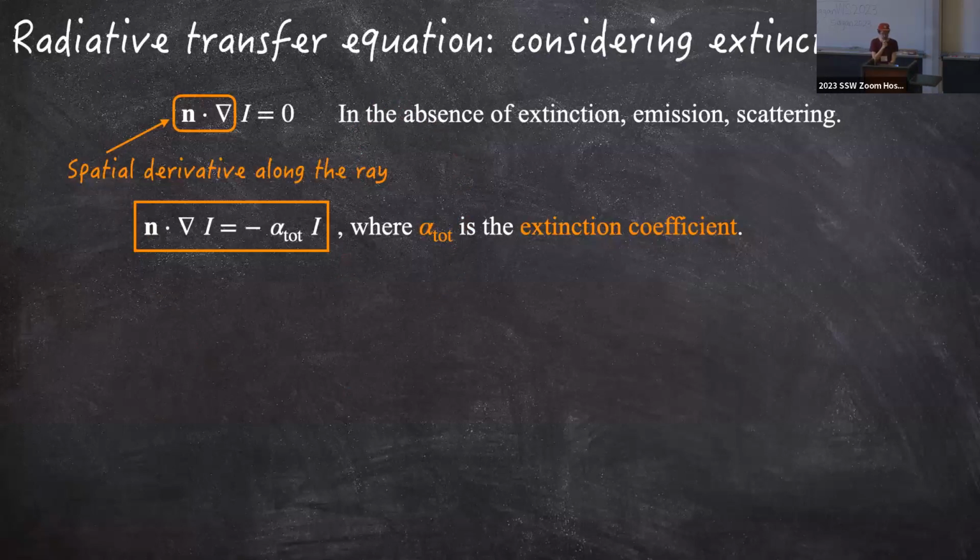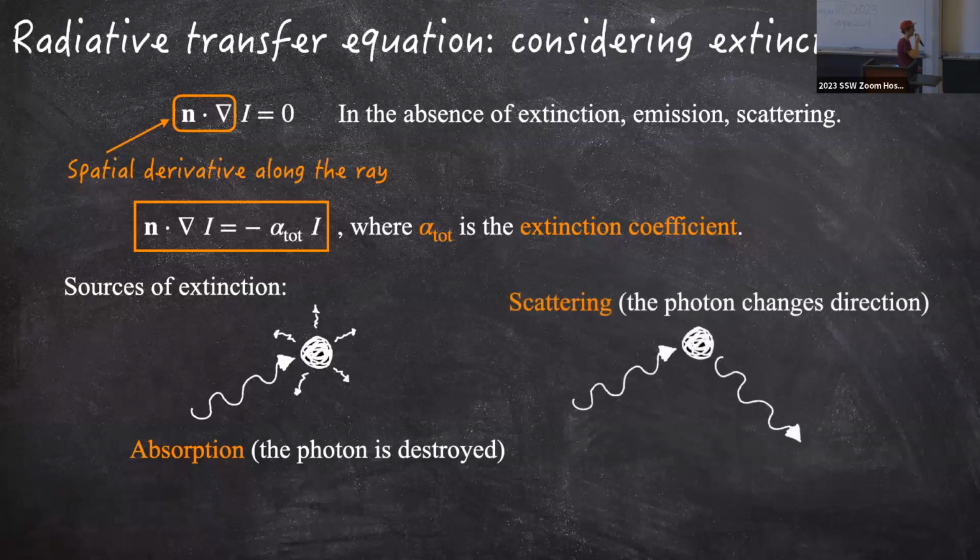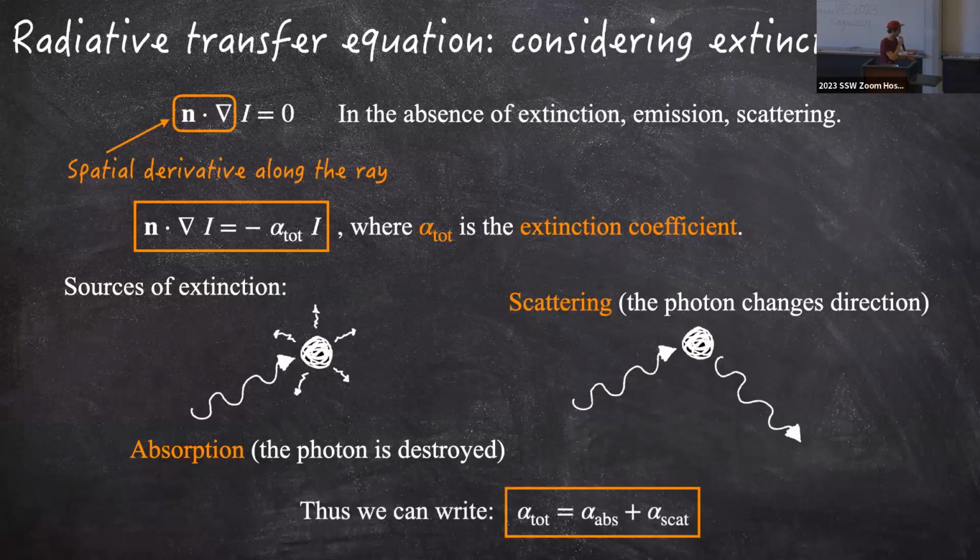What is the source of extinction? There are two processes that are important. One is absorption: a photon hits an interaction partner, which could be a molecule or a cloud particle, and is absorbed, so it's destroyed. It heats up the particle a bit, and the energy is maybe re-emitted at longer wavelengths, for example. The other process is scattering. In this case, the photon is not destroyed. It just interacts with the partner and changes direction, but the frequency is conserved. Because of this, we can write the total extinction coefficient as the sum of the absorption and the scattering coefficient.